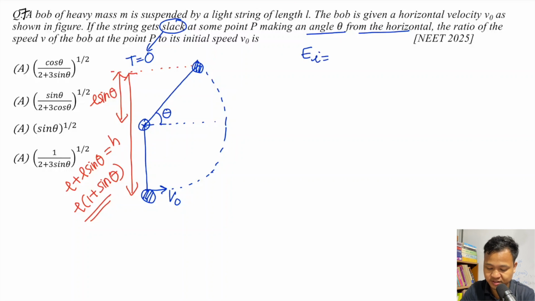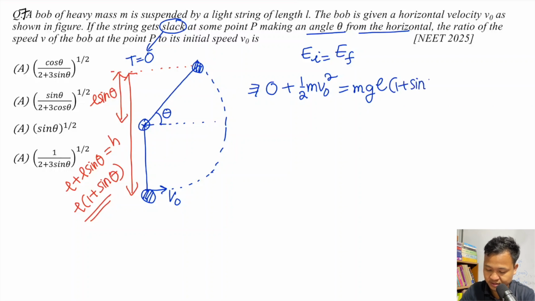Conservation of energy: E initial equals E final. The initial potential energy is 0, plus half m v naught squared, the initial speed being v naught, equals the final potential energy m g h, that is m g into L into 1 plus sine theta, plus half m v squared, the final speed being v. The question asks for the ratio of final speed to initial speed.